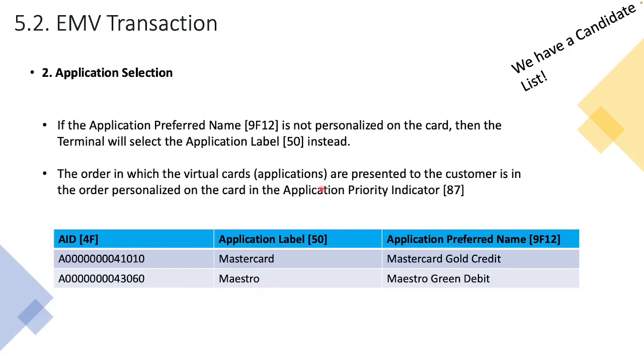The order in which these cards are presented to Bob, so the fact that the credit card is first and the debit card is second, is determined by the priority indicator, tag 87, which we've spoken about in previous EMV issuing videos, and which I pointed out when I went through the actual logs of the conversation between the card and the terminal.